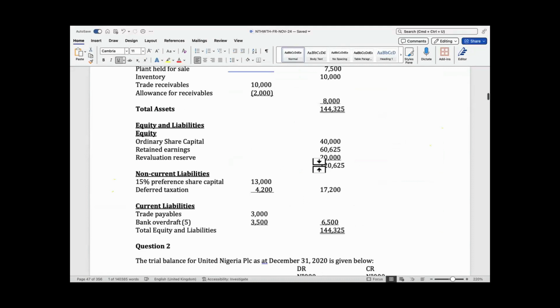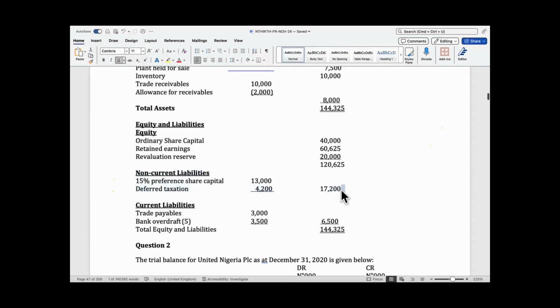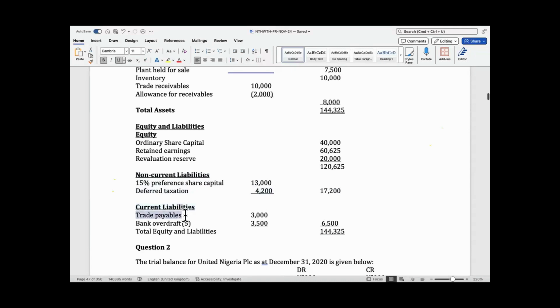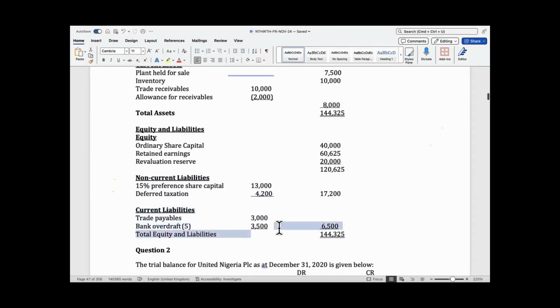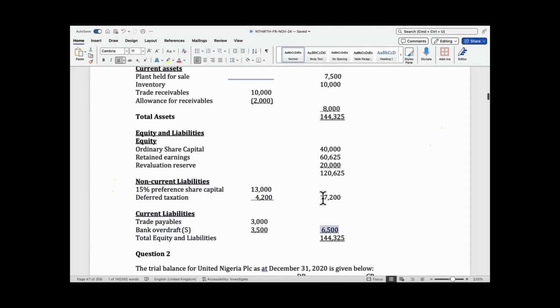Okay. Then my non-current liabilities. You will see that I'm putting my preference share capital as non-current, 13,000. My deferred tax is a non-current liability, 4.2. Adding them together gives me 17.2. Then my current liabilities, I have my trade payables, 3,000. That's my bank balance that was on the credit side. I put it as an overdraft under liability. Addition gave me 6.5. If I accumulate this 6.5 with this 17.2 with this 126.25, I get my 144.325, which is exactly the same as my total assets.